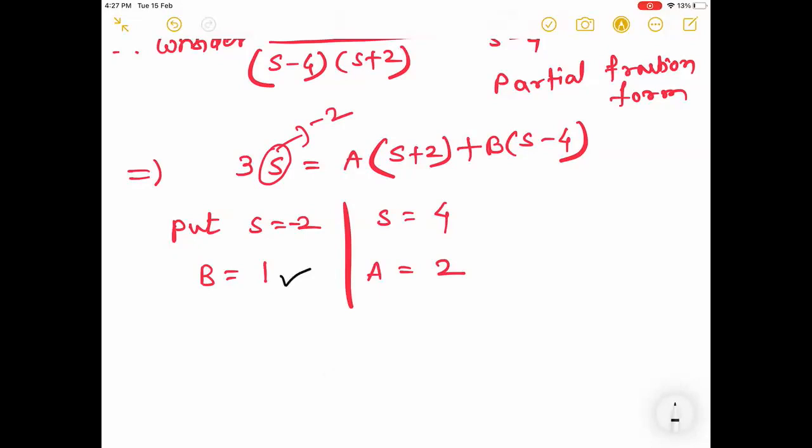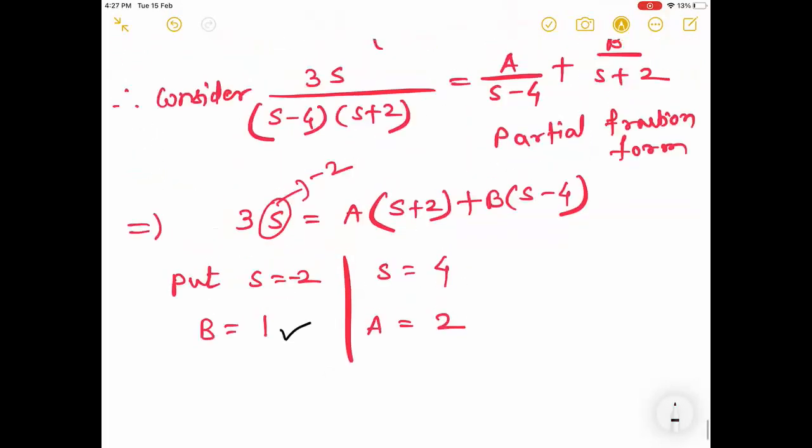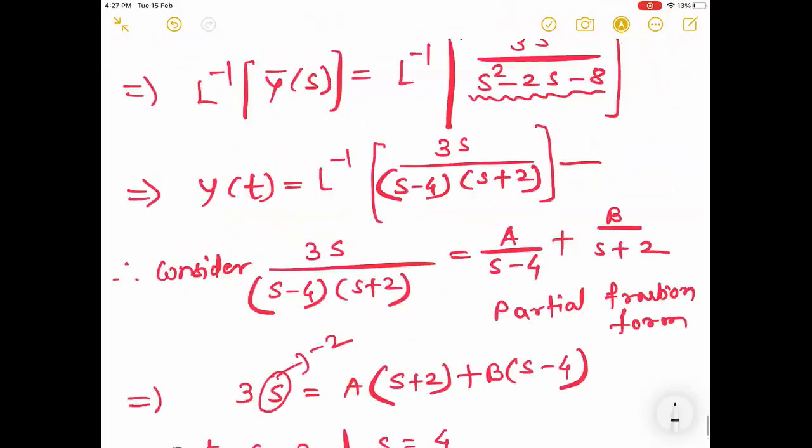You have not substituted s equal to minus 2 on the left side. On the left side, it is not only 3, this is 3 into minus 2. It's the correct answer. Good. So you can call this as number 2 or 3, whatever it is.